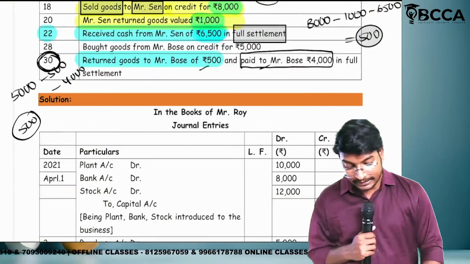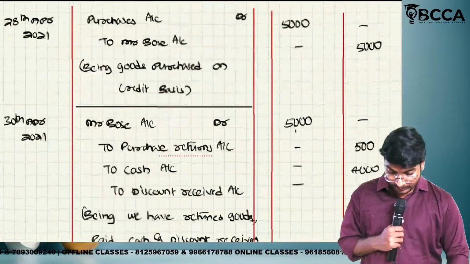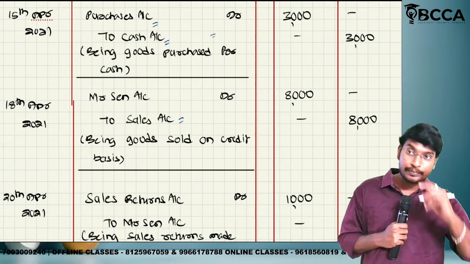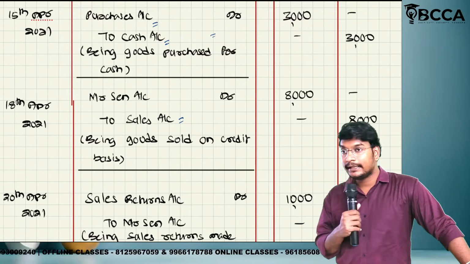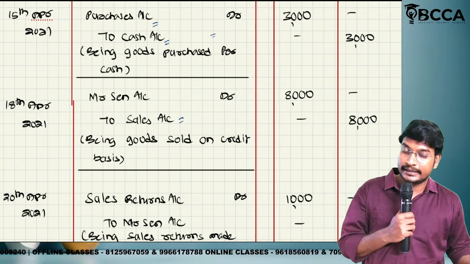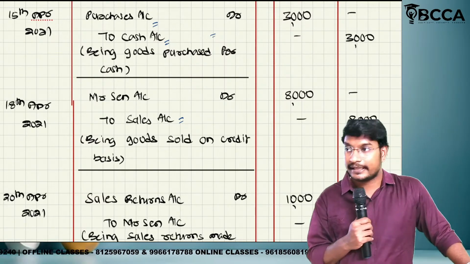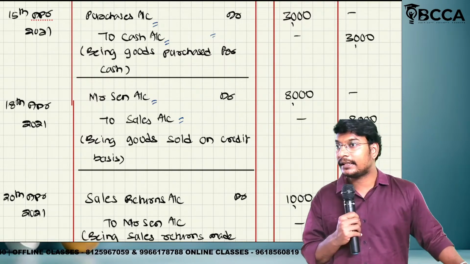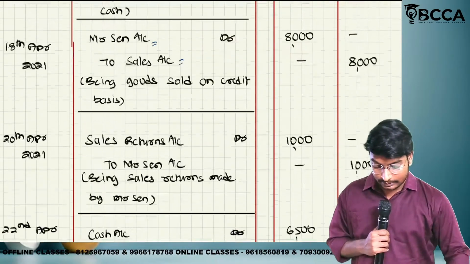What is the next journal entry, guys? Mr. Sane account debit to sales account. We already opened the sales account, but we need to open the Mr. Sane account. In the sales account, we have to record on the credit side because sales is credited, with the name of what? By Mr. Sane account. But in the Sane account, we have to record on the debit side because Mr. Sane account is debited in the journal entry, with the name of what? To sales account. Okay? So we have to open the Sane account.